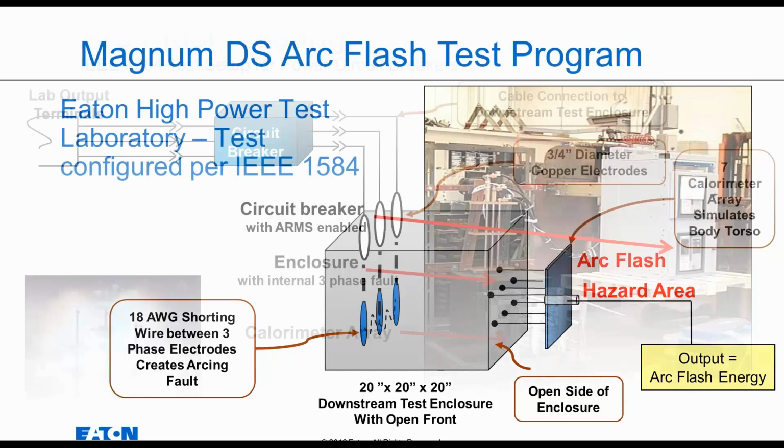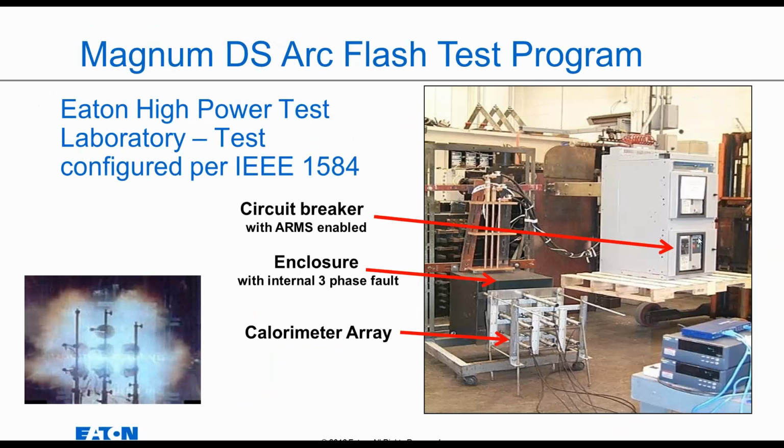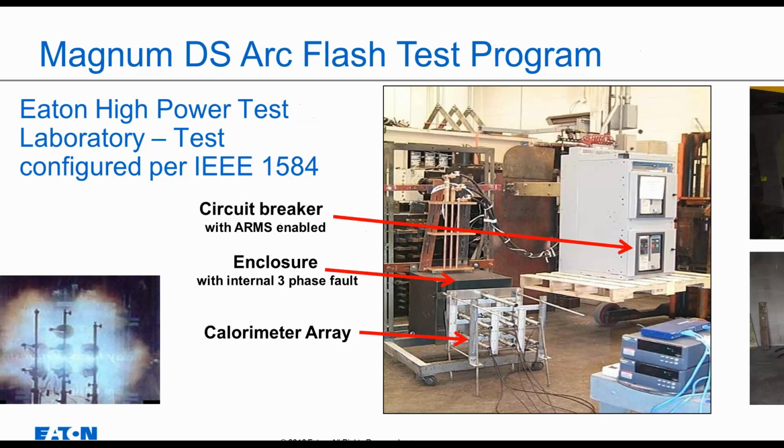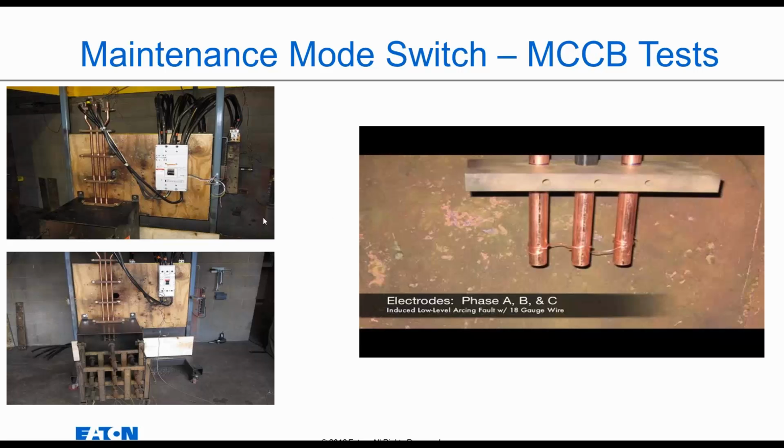So, and here's an actual picture of the test. Here, this is the breaker that's under test. Here's the cables to the 3 conductors go into the box. Here's the open front end of the box, and this is the calorimeter array right here. And this is some testing that we did with molded case. Same type of testing. There's a close-up of those 3 conductors with the short between.